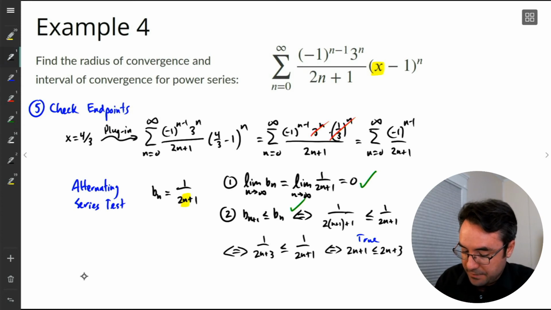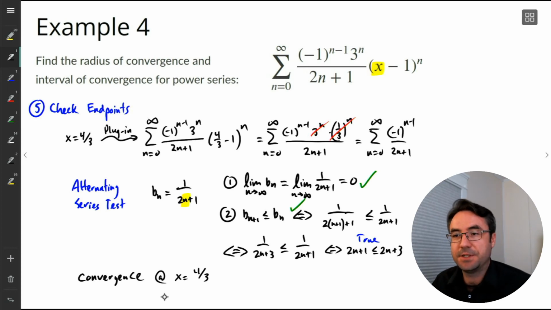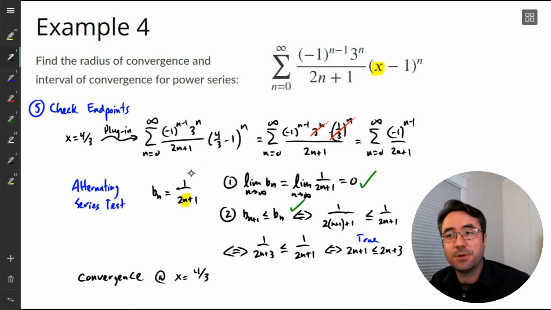So we have convergence at x equal to 4/3. So let's tuck that away. When we write down our final version of our interval of convergence, we're going to need this. So we know that when we plug x equals 4/3 in, we get a convergent series. The ratio test was inconclusive, so we had to do something else. So in this case, we had to use the alternating series test.